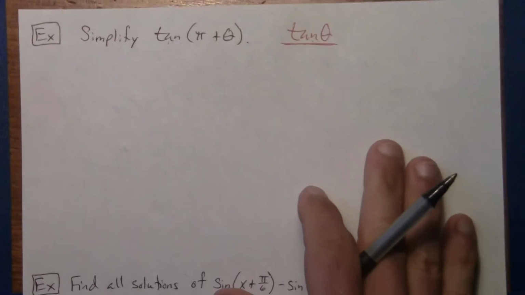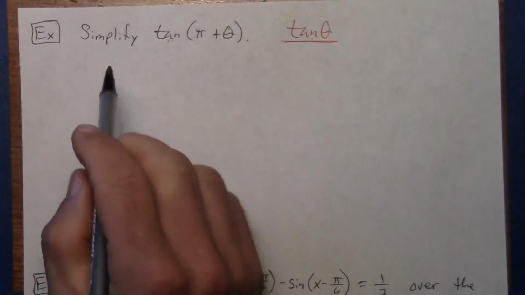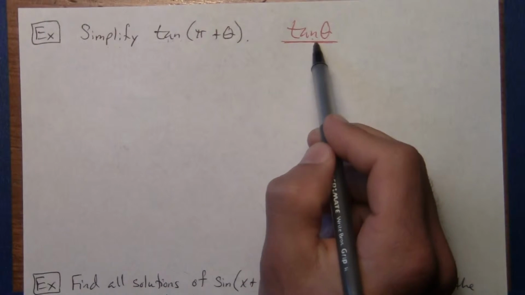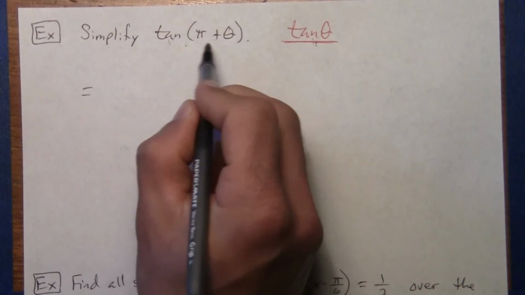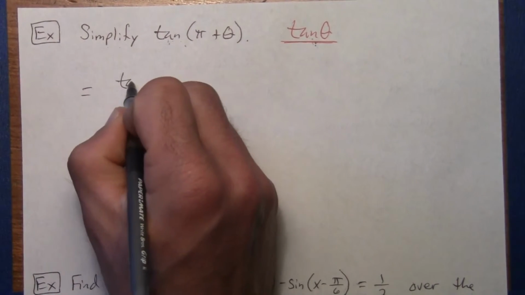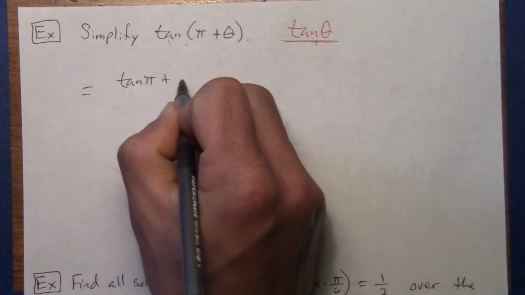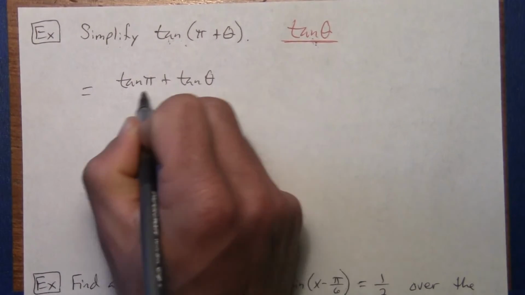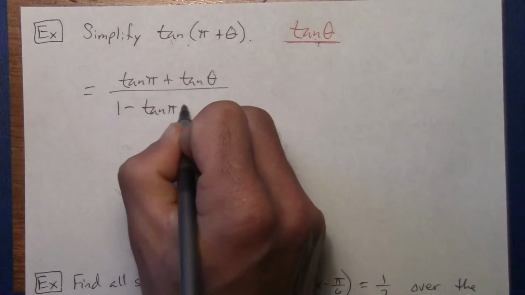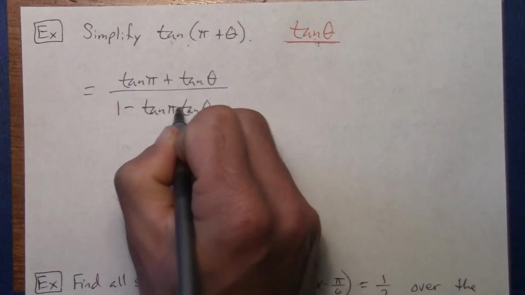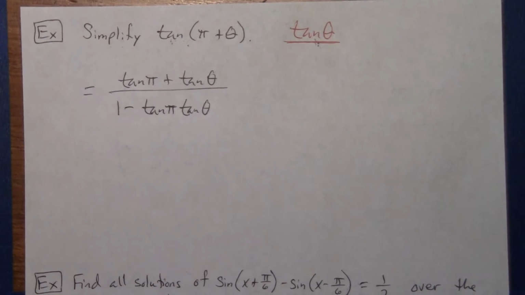All right, so number 3 that we're going to do, same thing basically. It says simplify, but again, look up the answer for a simplified problem so you know what you're trying to get to. And now I'm going to look at my identity. So I look up the identity for tangent. It's being added. It's going to be the tangent of pi plus the tangent of theta divided by 1 minus the tangent of pi times the tangent of theta.